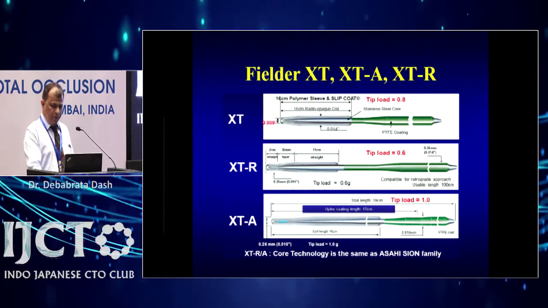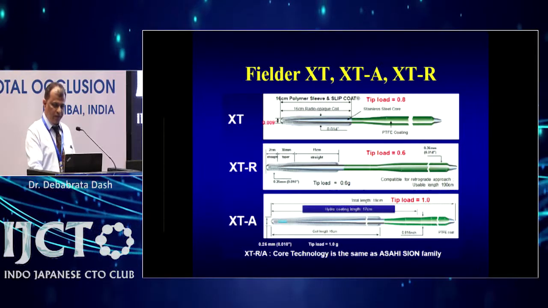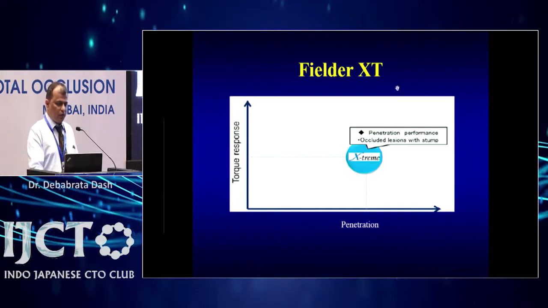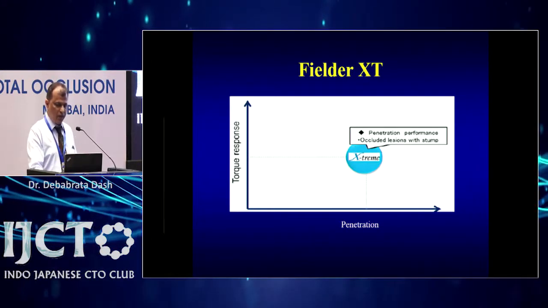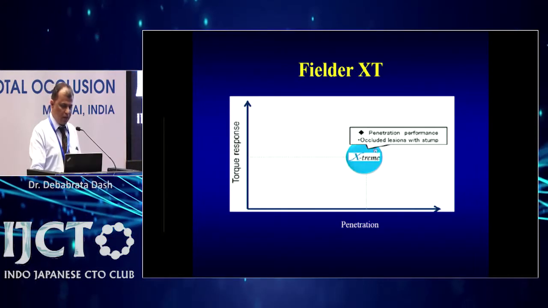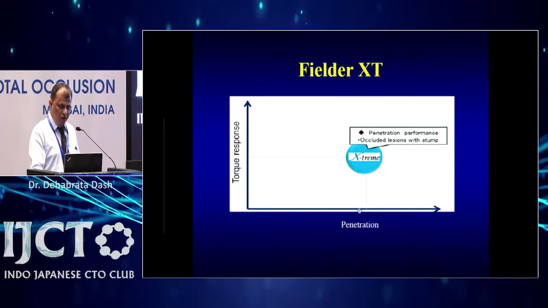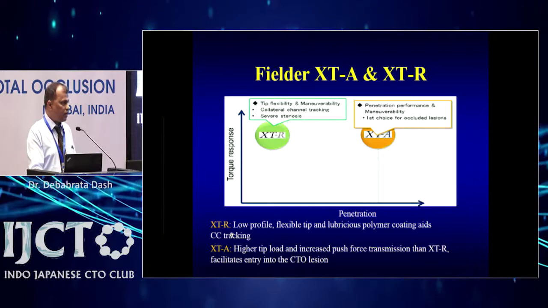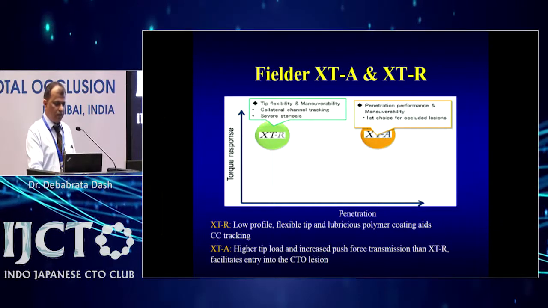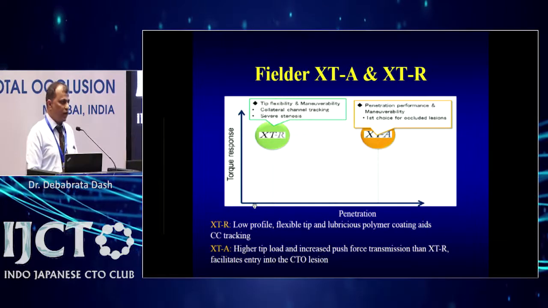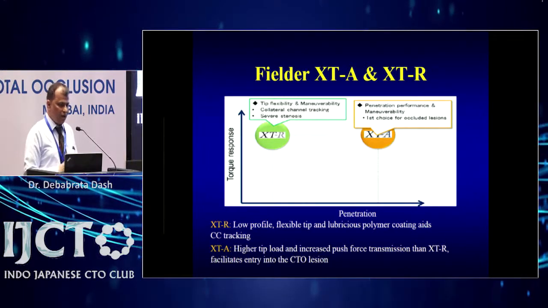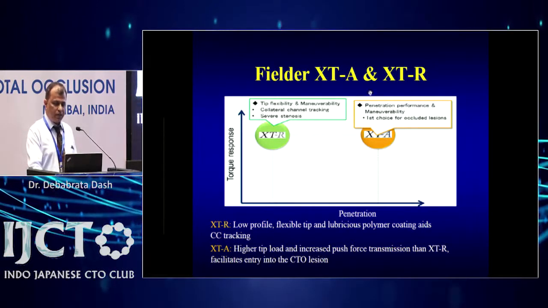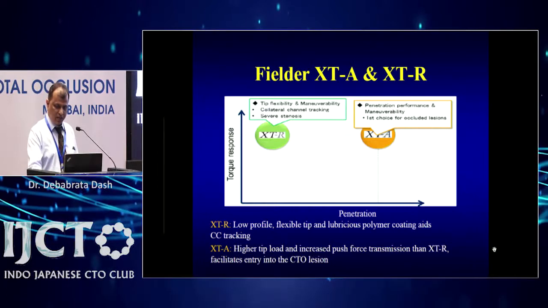So polymer sleeve, then XTR, tip load is a little less, 0.6. XTR there is 1. And the Fielder XT is useful in CTO with an occluded stump. The first one is for antegrade where there is a CTO stump and you can visualize a micro channel. The XTR is a low profile, it has got a flexible tip and this lubricious polymer helps in collateral tracking. Whereas XTA, the higher tip load and increased push force, helps in penetration, that is antegrade.